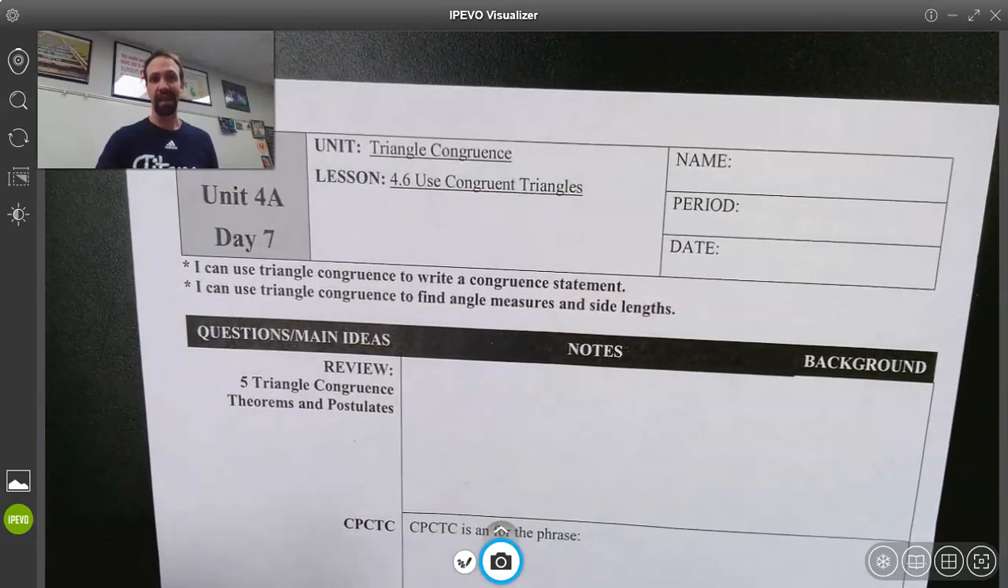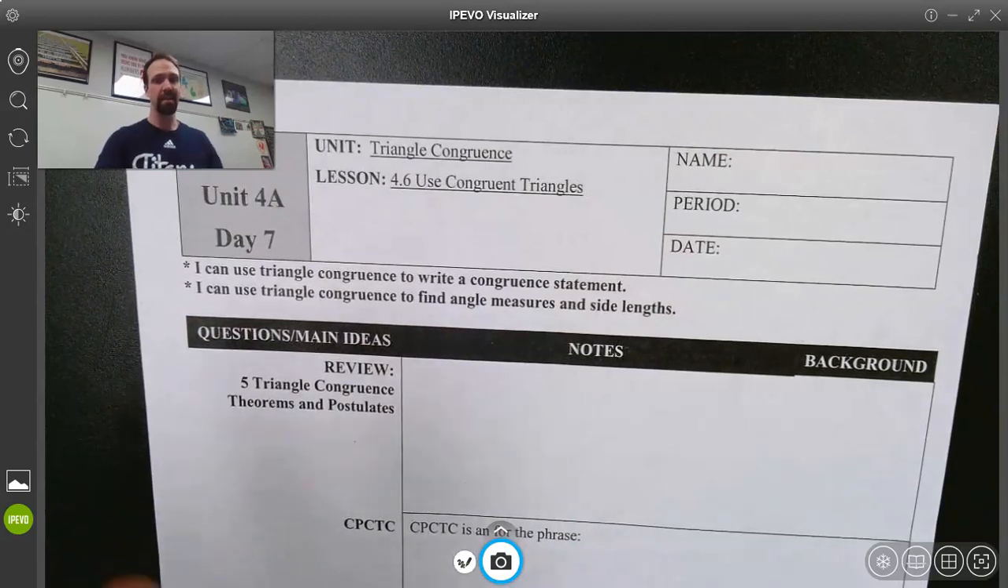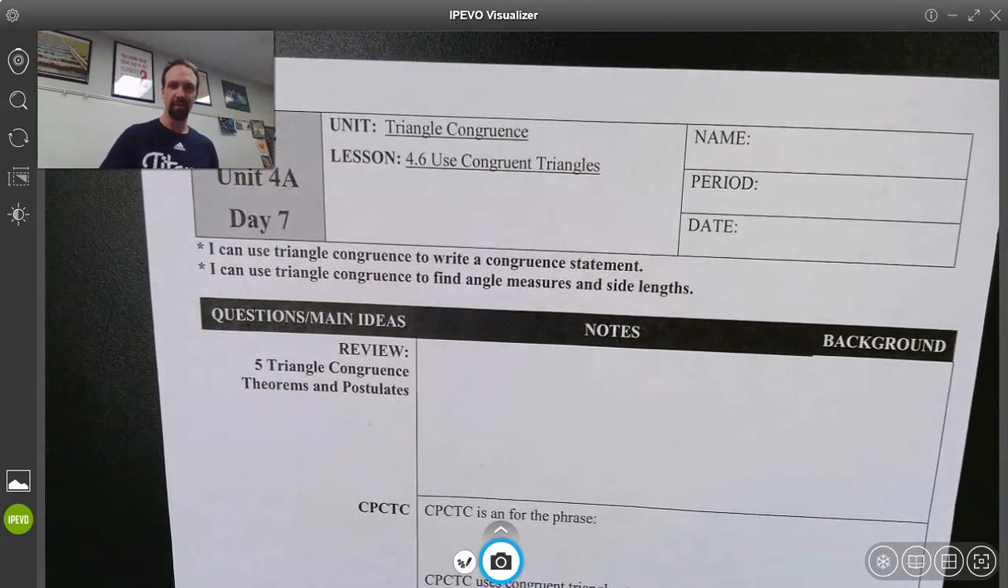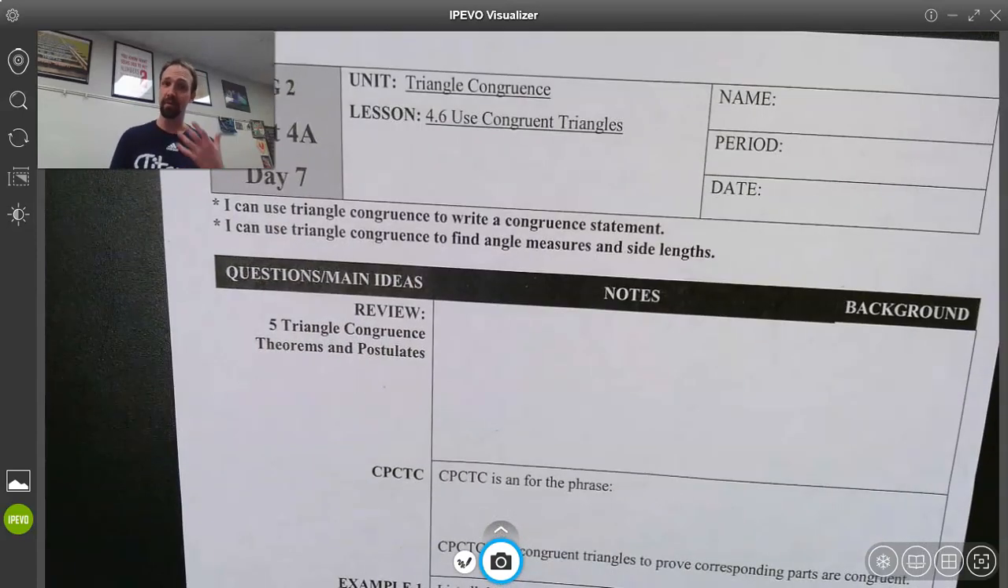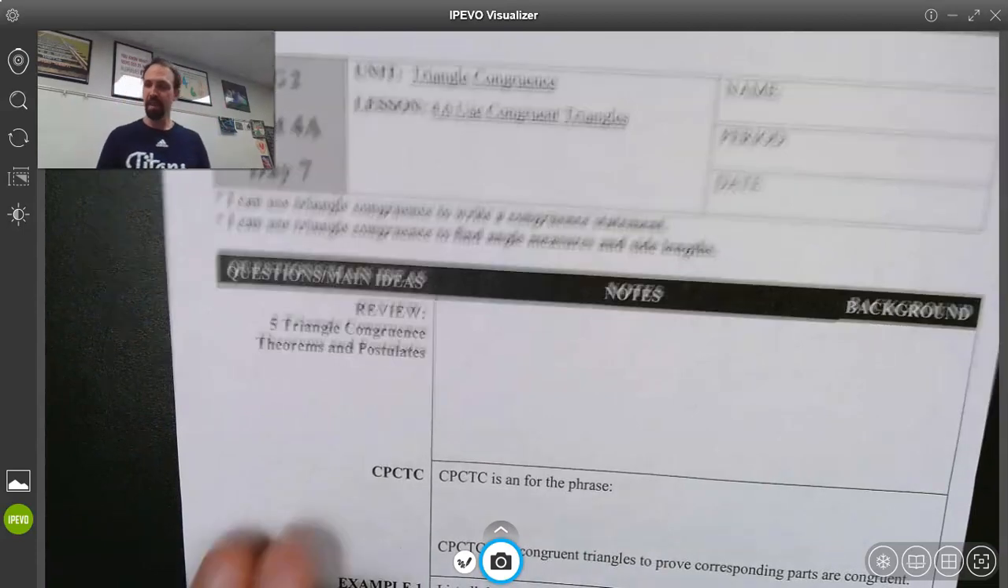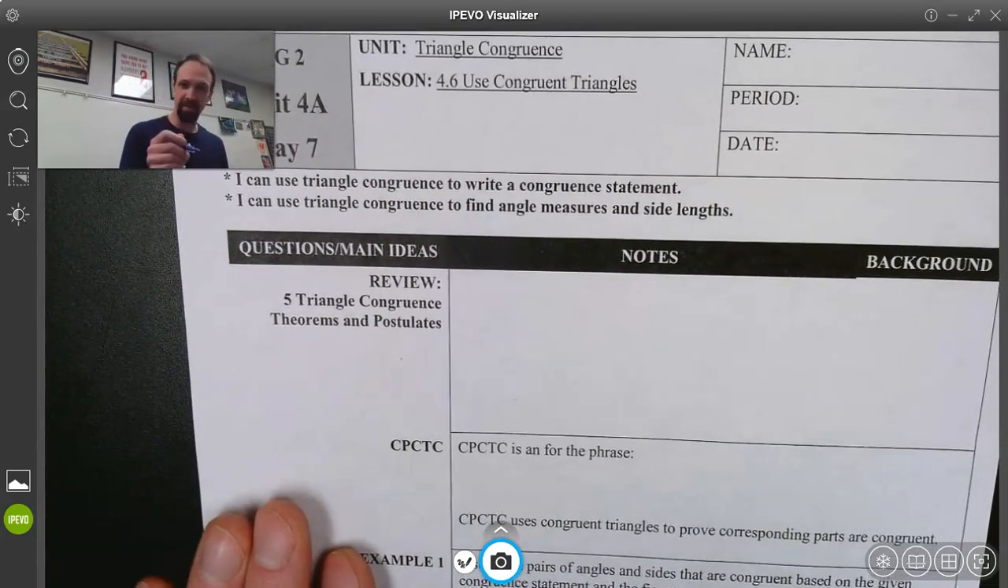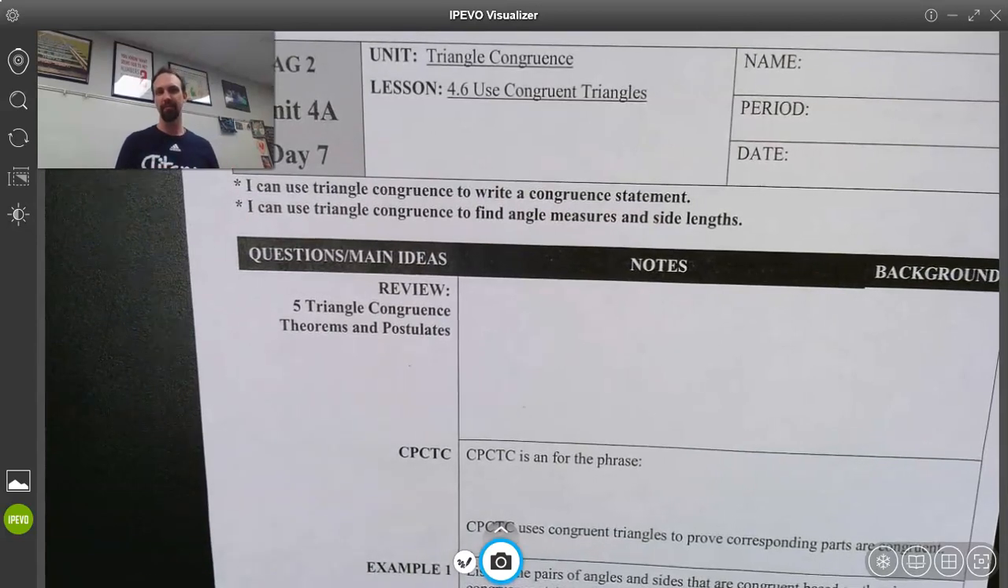This notes covers the last part of the Unit 4A. This one really hits on an idea called CPCTC, which we'll get to here shortly. First, let's review the 5 triangle congruence theorems and postulates, the 5 that you know, and pause the video and write them down, and then let's see if we get them right.